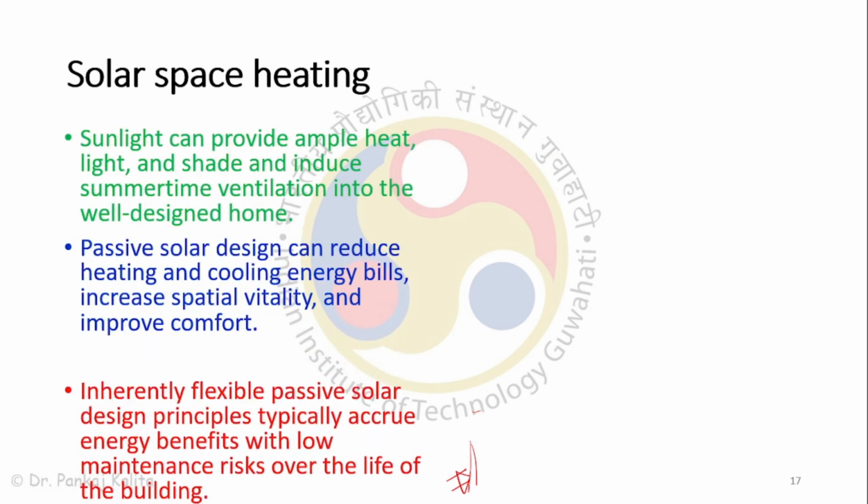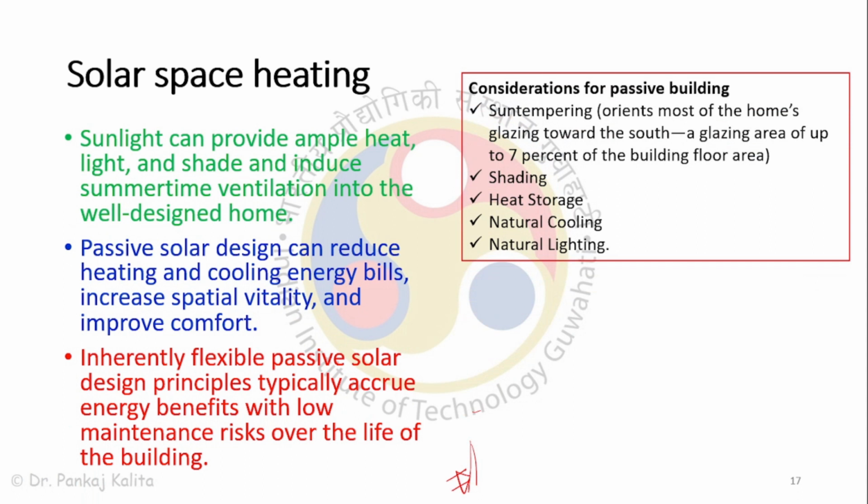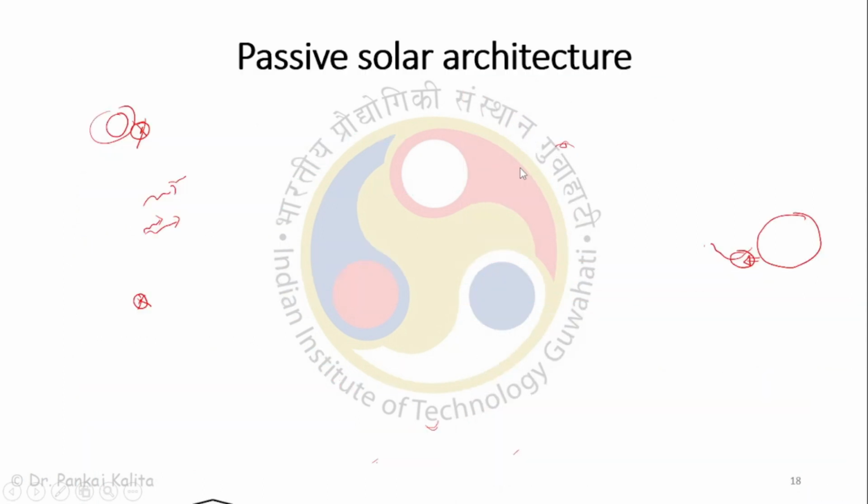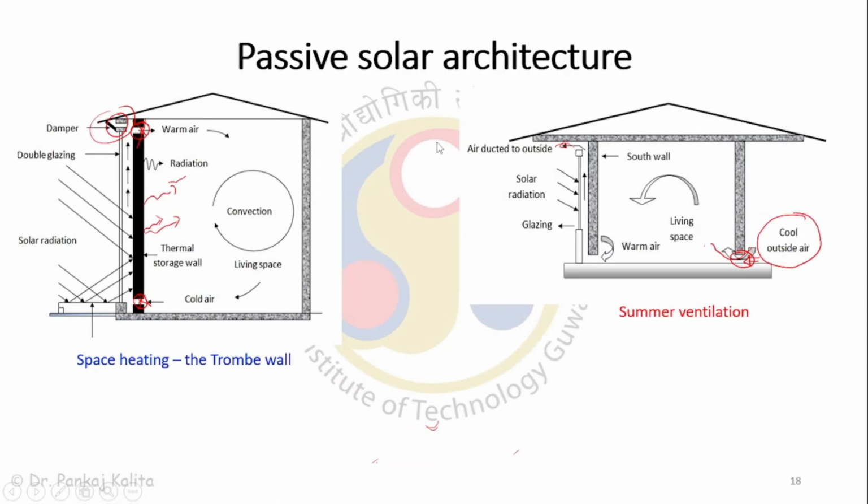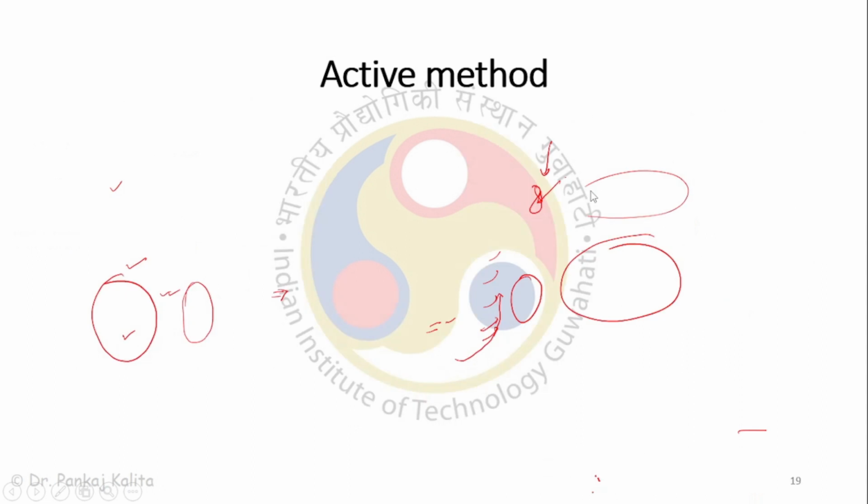Then solar space heating. As you know, solar energy can be used for space heating. Passive solar architecture is there, like double glazing. These can be used in cold regions like Ladakh, to keep houses warm, and it can also be used for summer ventilation, because a pressure difference is created as it heats.